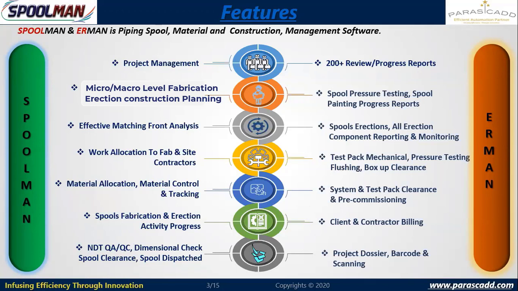System will take the steps in a logical way. Only after fit up, the data will be available for welding. After welding, the data will be available for NDT. After NDT, then I can go for dimensional check and spool completion. And after spool completion, then I can go for painting. So like this, the stage-wise validations are available in the software, so that the reverse things will not happen.